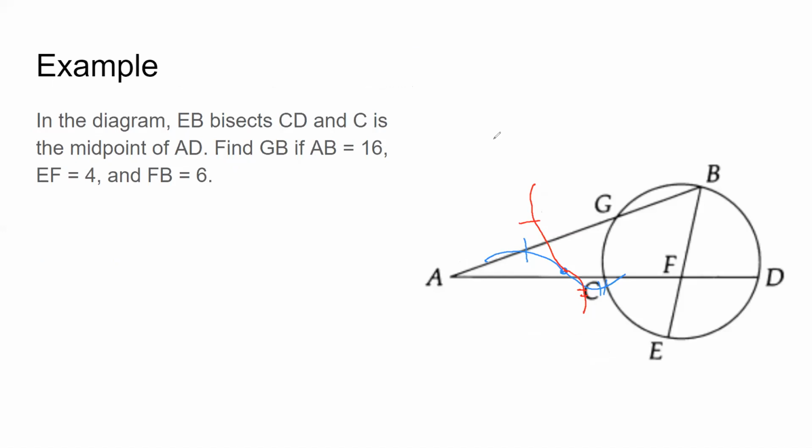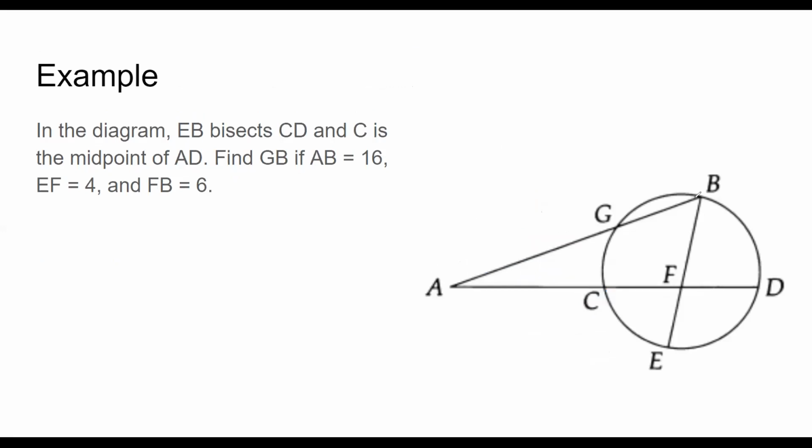So in the diagram, we have EB. EB bisects CD. So what this means is this line CD here, if it bisects it, it cuts it in half evenly. So this line here from C to F is equal to the line from F to D. These are the same. And then C is also the midpoint of AD. So this total length here is the same length as this length here.